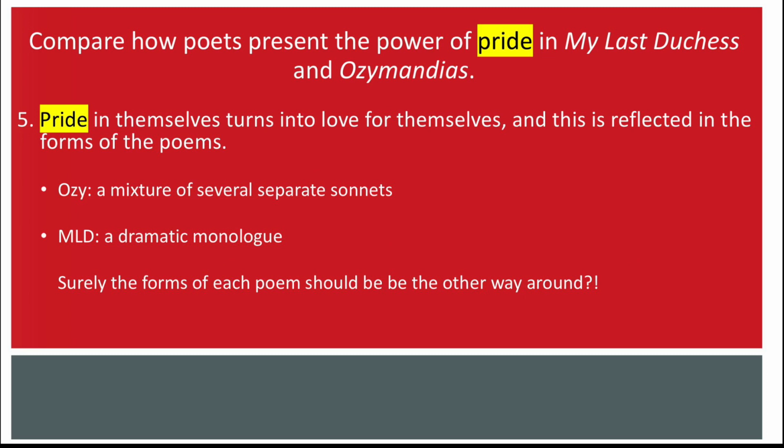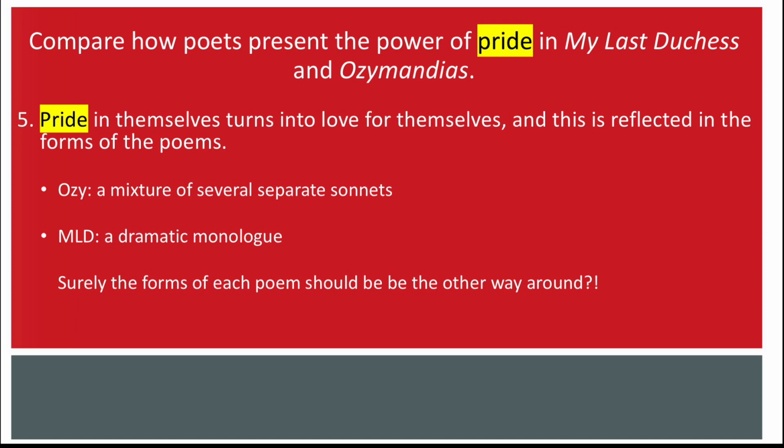And the final sentence starter that I would come up with, everybody, is, again, quite a simple, straightforward one, possibly one to include in the introduction, perhaps, or to complement any other points you've got. And it is as follows. The pride in themselves turns into love for themselves, and this is reflected in the forms of the poems. So Ozymandias, we know, is a mixture of several separate sonnets, which is, of course, ironic. A sonnet is a love poem.